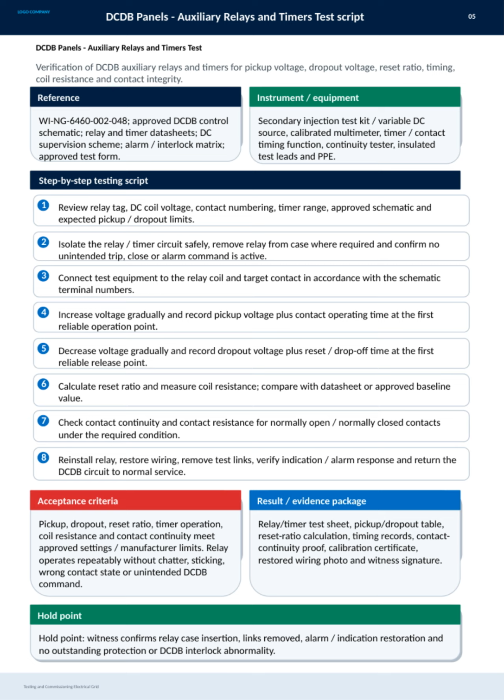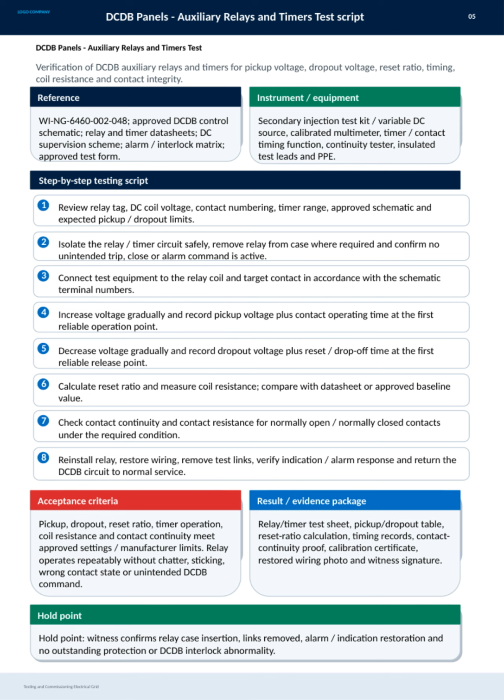Finally, after completing tests, the relay is reinstalled, wiring restored, links removed, and system indications verified. The circuit is returned to normal service once all criteria are met. The acceptance criteria demand that all electrical and timing parameters match approved settings and manufacturer limits, with reliable and repeatable relay operation free from chatter or wrong contact states.